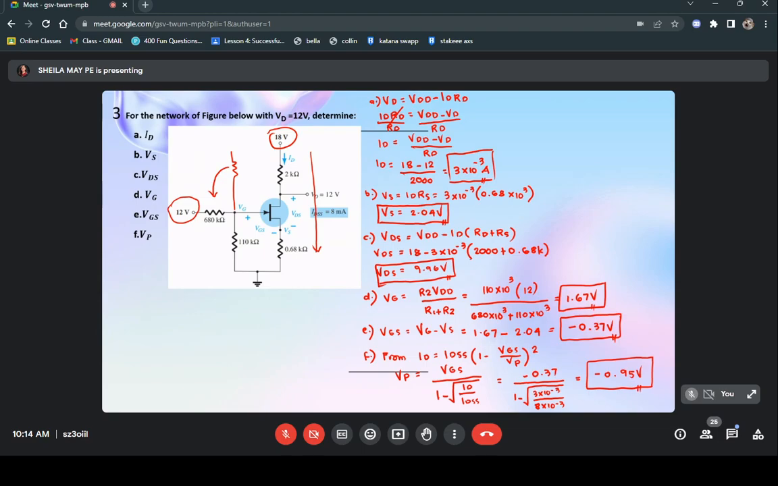Okay, we have already solved the third example for our voltage divider bias. Do you have any question before I proceed to MOSFET? Class, hello? Yes, ma'am. Okay.